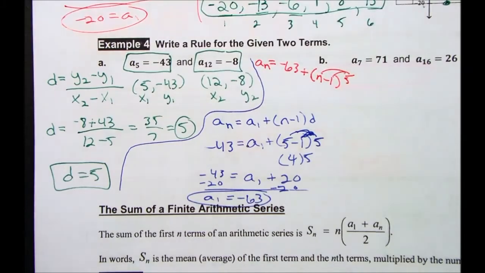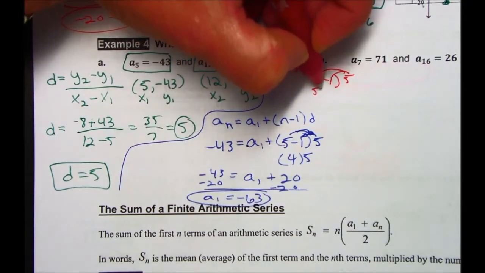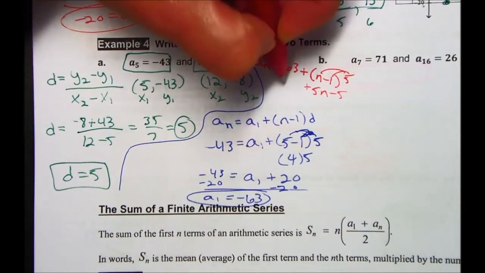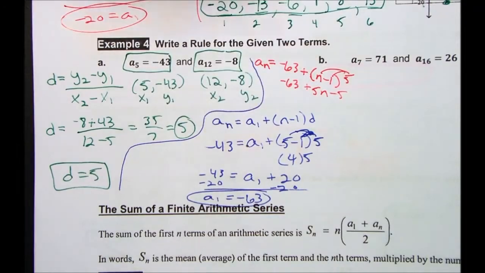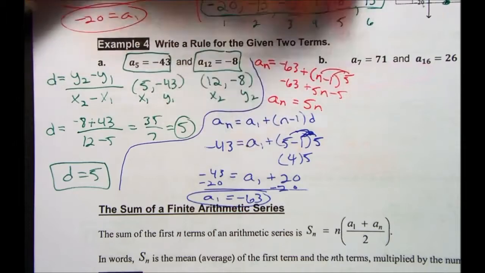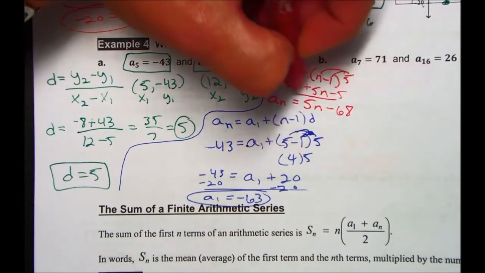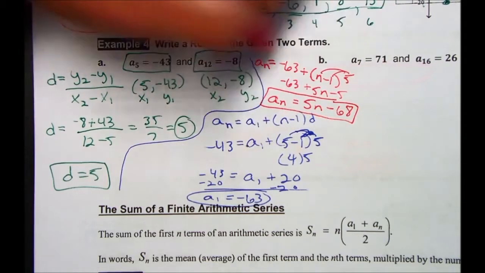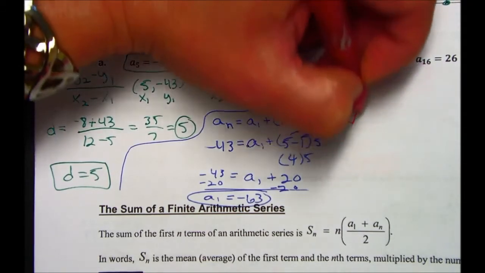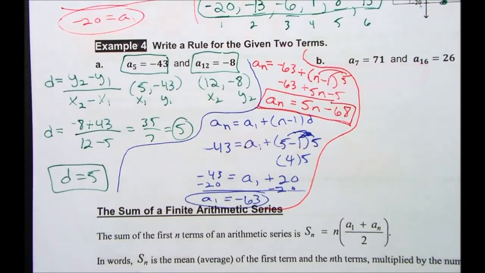Distribute now, because we don't know what n is. n is now back in our equation. And we'll have 5n minus 5 plus the negative 63. Combine like terms, and we get a sub n equals 5n minus 68. And that is our rule. Whew, man, that's a lot of work. But you can do it.